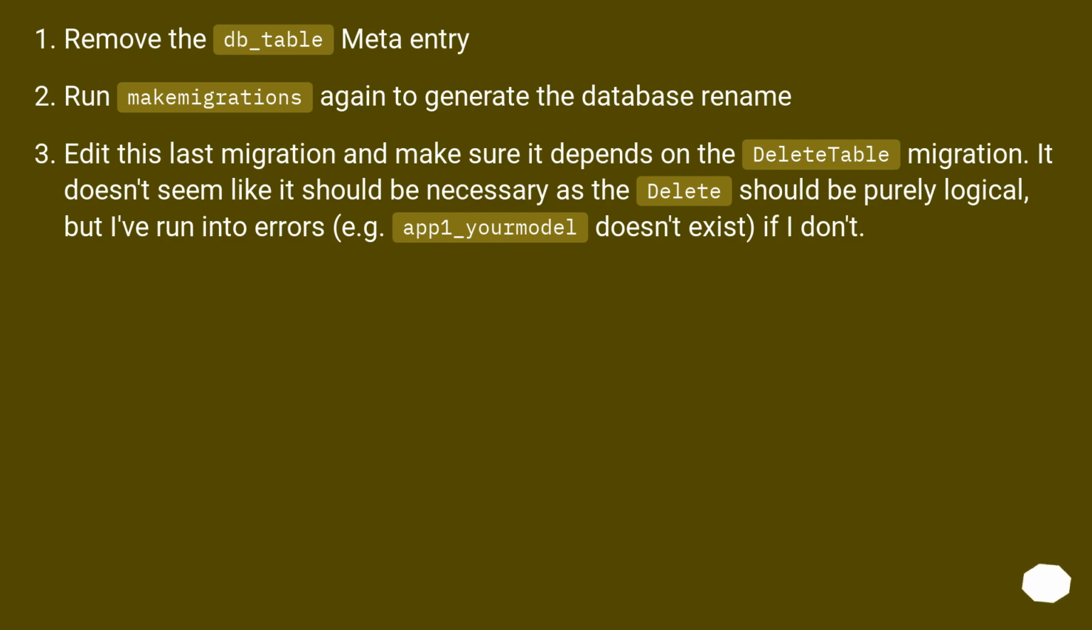Remove the db_table meta entry. Run makemigrations again to generate the database rename. Edit this last migration and make sure it depends on the delete table migration. It doesn't seem like it should be necessary as the delete should be purely logical, but I've run into errors, for example app1_yourmodel doesn't exist, if I don't.